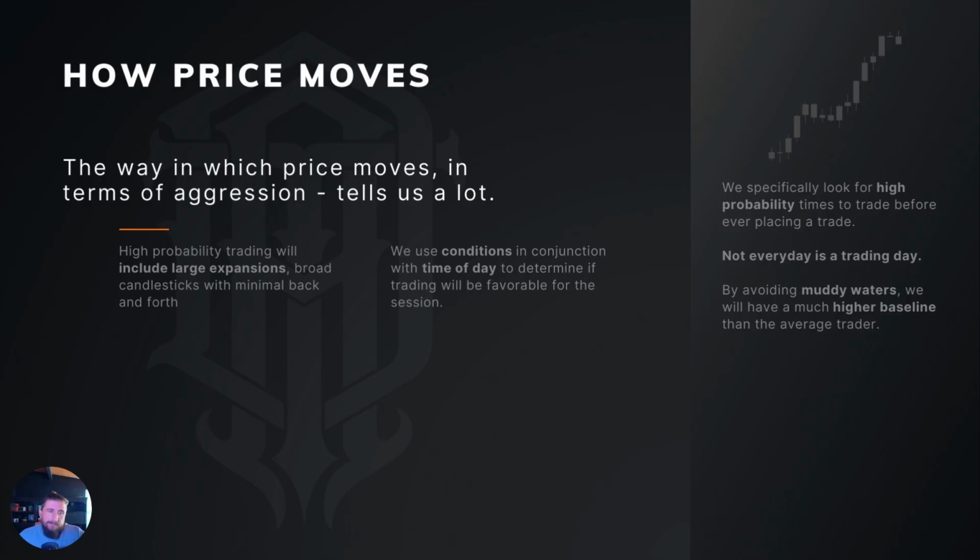How price moves. The way in which price moves in terms of aggression tells us a lot. So, what we're typically looking for in terms of high probability trading, we want to see larger expansion moves, broad candlesticks with minimal back and forth. We use conditions in conjunction with time of day to determine if trading will be favorable for the session. We specifically look for high probability times to trade before ever placing a trade. Not every day is a trading day. By avoiding these muddy waters, we're able to have a higher baseline performance than the average trader.